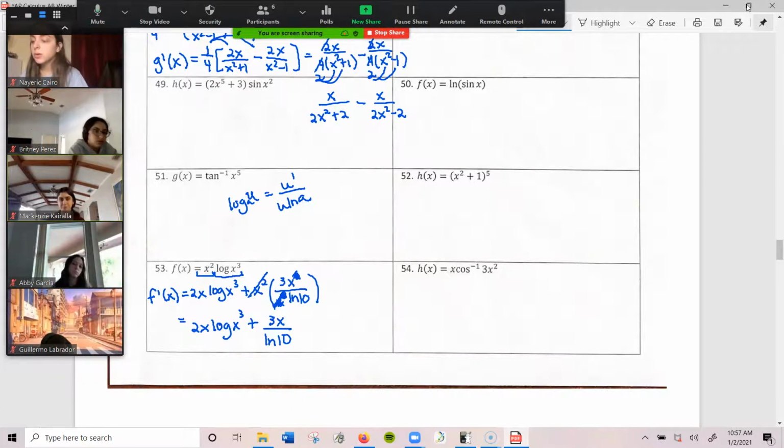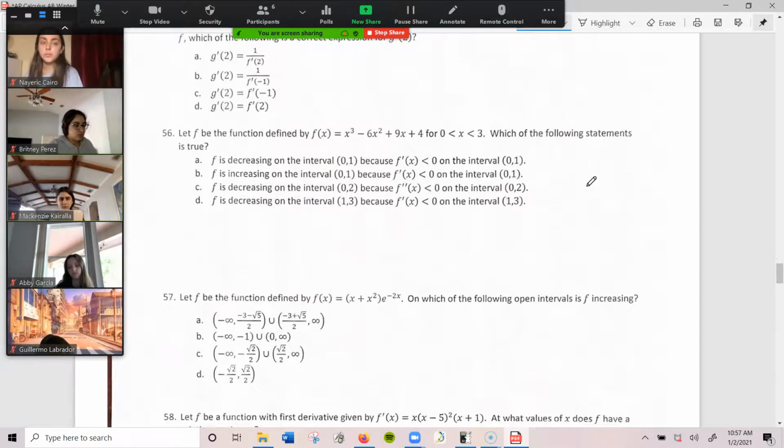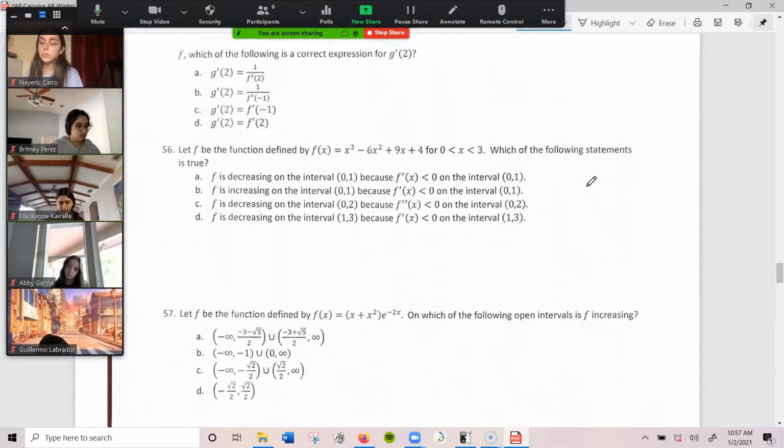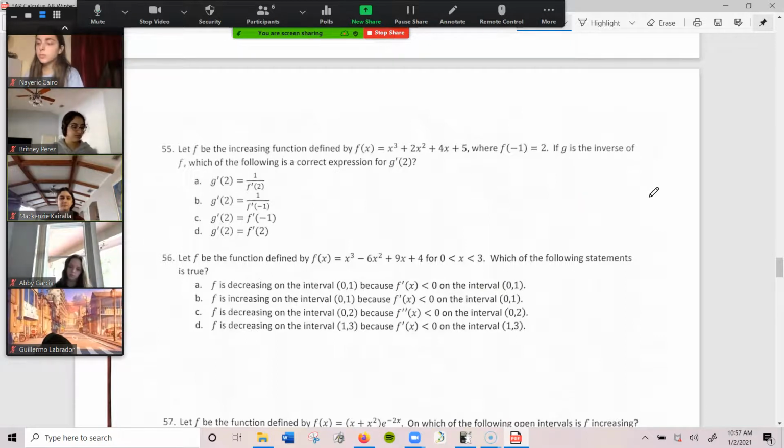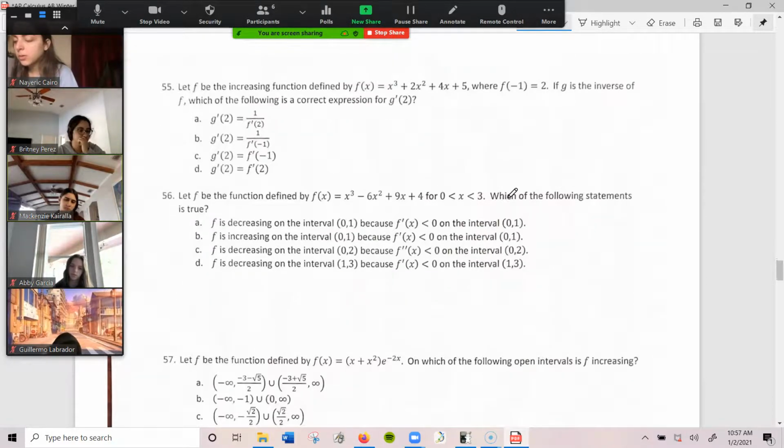Any others on this page? No? Okay, then let's go to the next page. And the next page is all multiple choice, which is nice. Any of these here that you need help with? Is that a no?